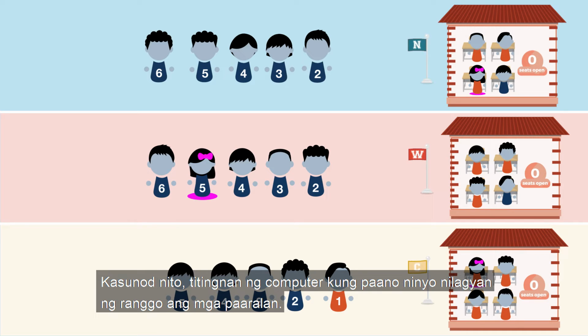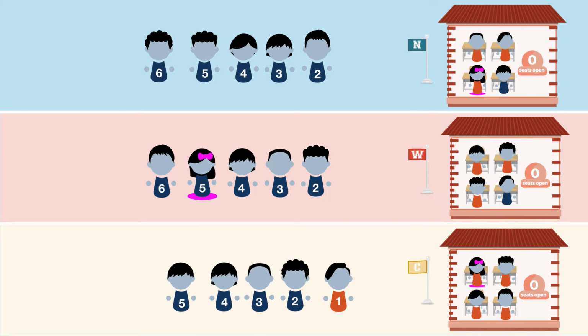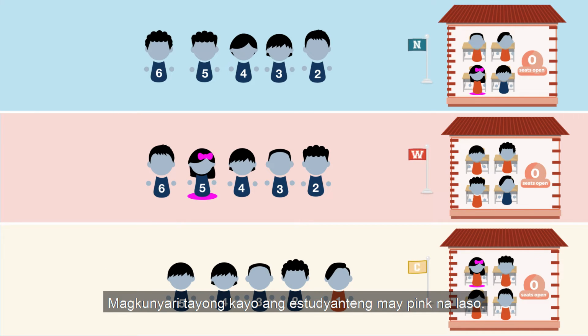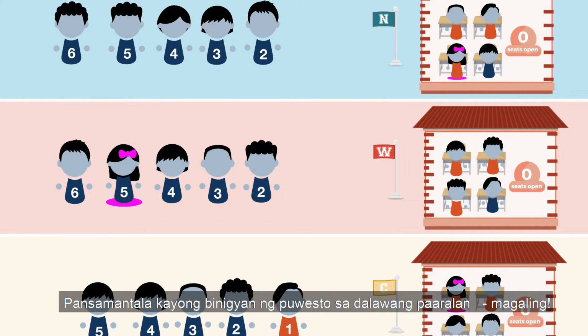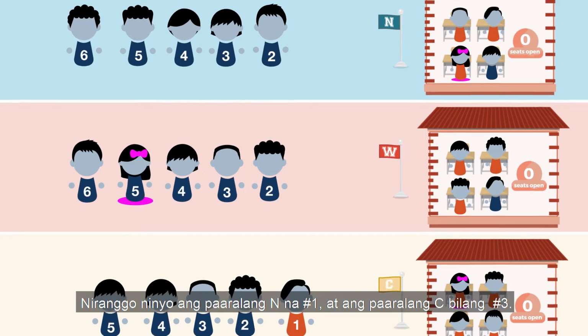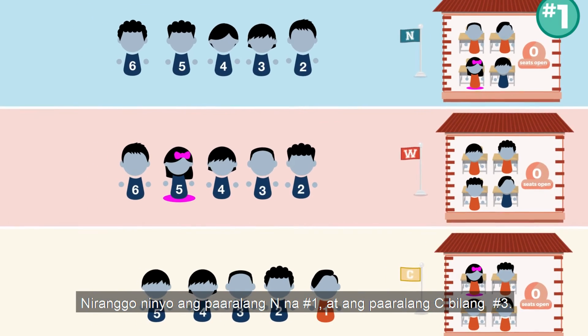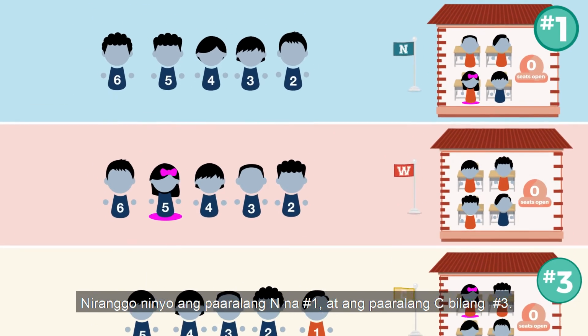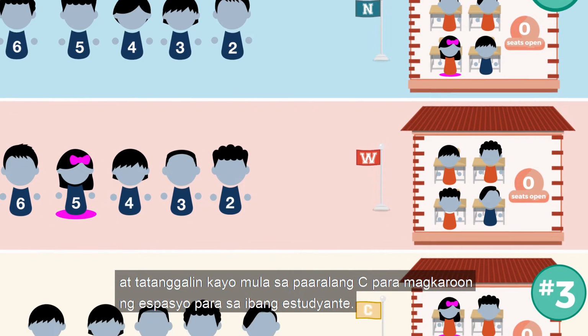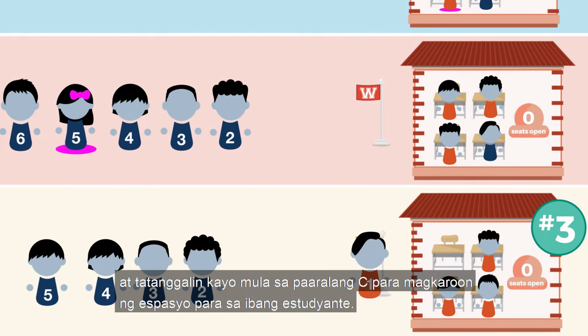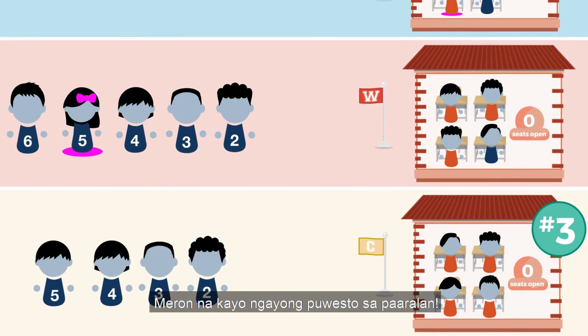Next, the computer looks at how you ranked your schools. Let's pretend you're the student with the pink bow. You were tentatively assigned to 2 schools. Great! You ranked School N number 1 and School C number 3. Since you ranked School N higher, we give you this school and remove you from School C to free up space for another student. Now you have your school assignment.